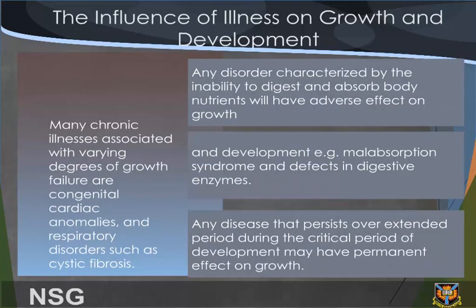Many chronic illnesses associated with varying degrees of growth failure are congenital cardiac anomalies and respiratory disorders such as cystic fibrosis. Any disorder characterized by the inability to digest and absorb body nutrients will have adverse effects on growth and development, e.g. malabsorption syndrome and defects in digestive enzymes. Any disease that persists over an extended period during the critical period of development may have permanent effects on growth.